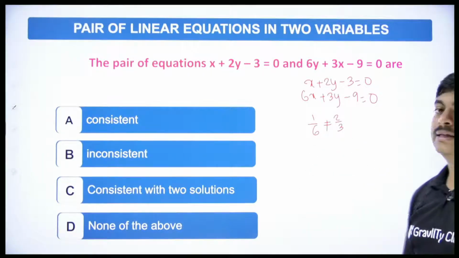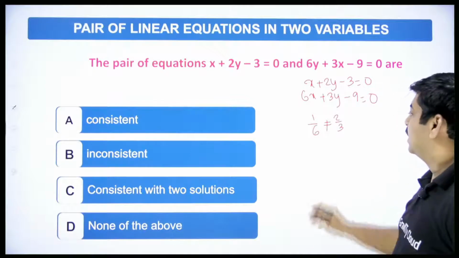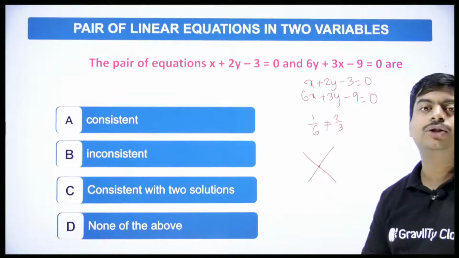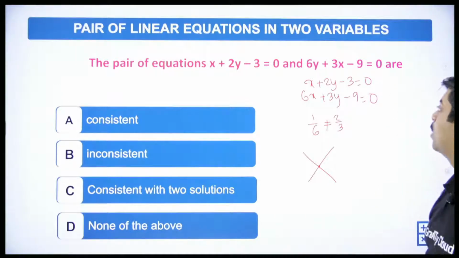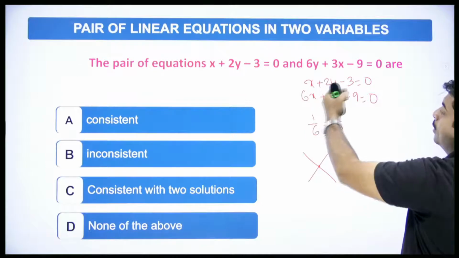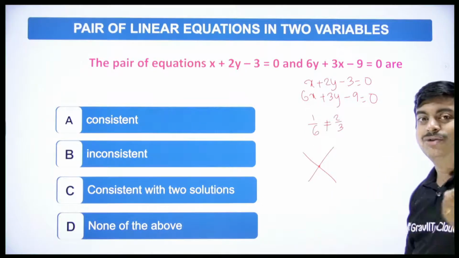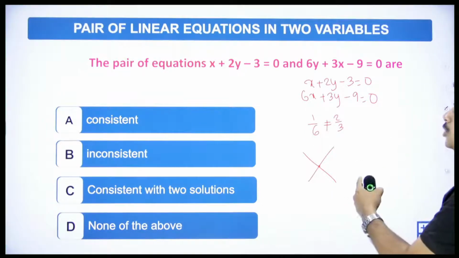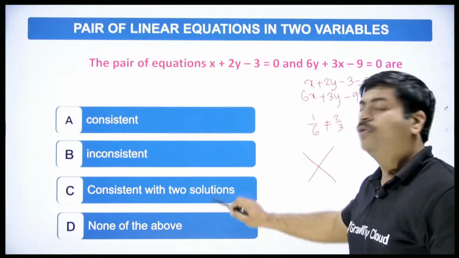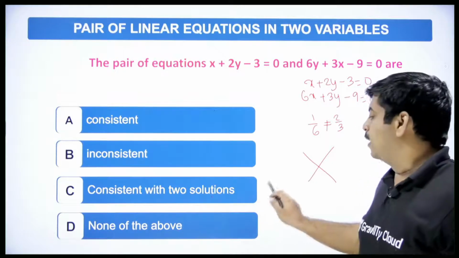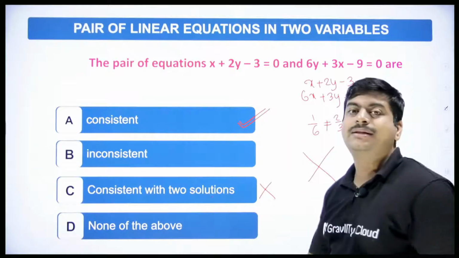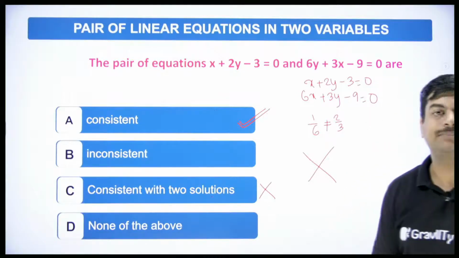It is enough to say that these are intersecting lines. Okay, these are intersecting, but still, intersecting means that they're having only one solution. They're consistent. So 1 by 6 is not equal to 2 by 3. We can say that these two are intersecting, with a unique solution. So consistent, and not consistent with two solutions. No, we'll not have two solutions. We cannot have consistent with two solutions. So definitely the answer will be consistent. Option A is the correct answer.